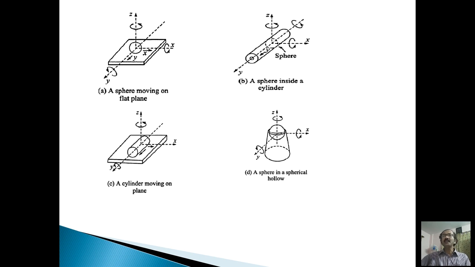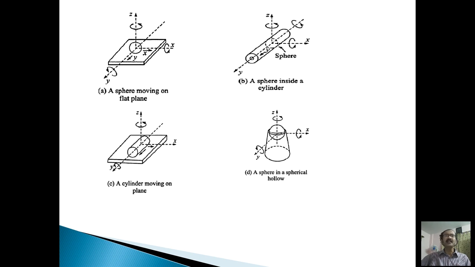In diagram B, a sphere inside a cylinder, in this case the number of restraints on the translatory motion is 2, and there is no restraint in the rotary motion. So the total number of restraints is 2. So it is in the class of pair 2 and its degree of freedom is 4. In diagram C, a cylinder moving on a plane. So in this case, the number of restraints on the translatory motion is 1, and on rotary motion is also 1. That means there are 2 restraints. So it is in the class of pair 2 and its degree of freedom is 4.